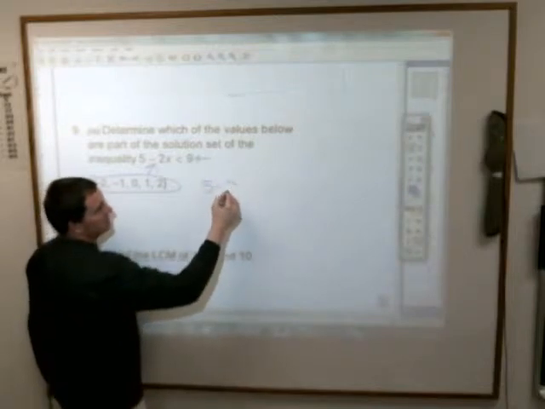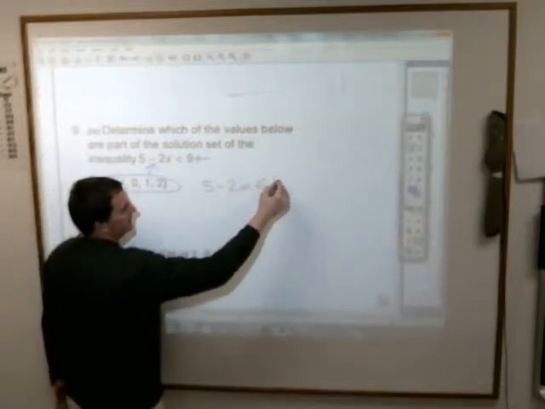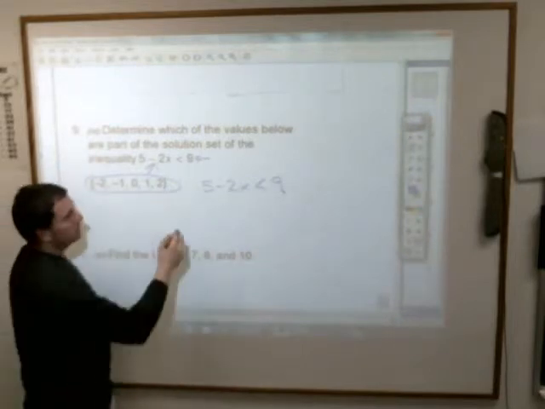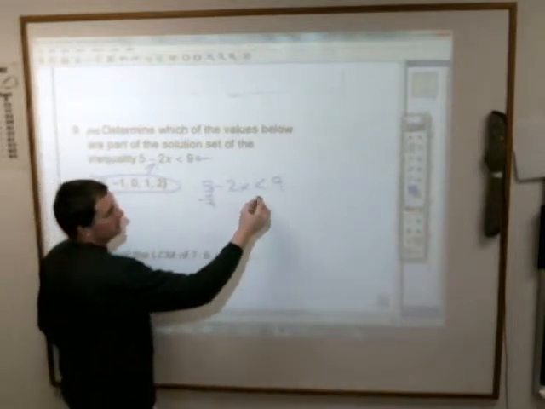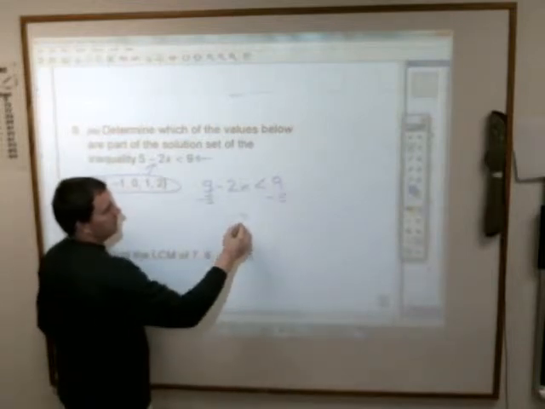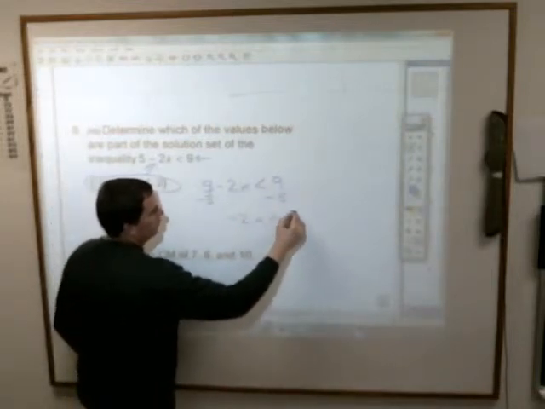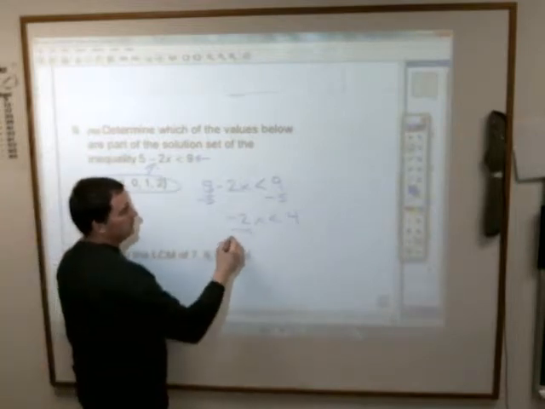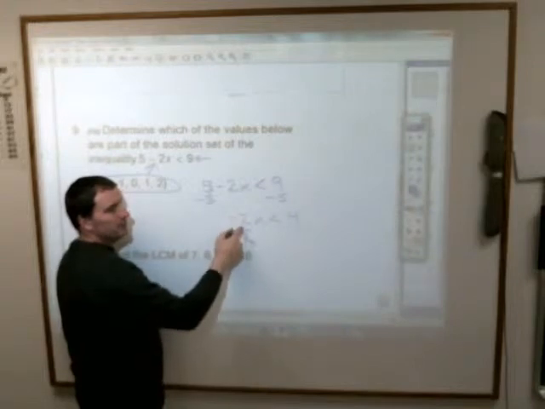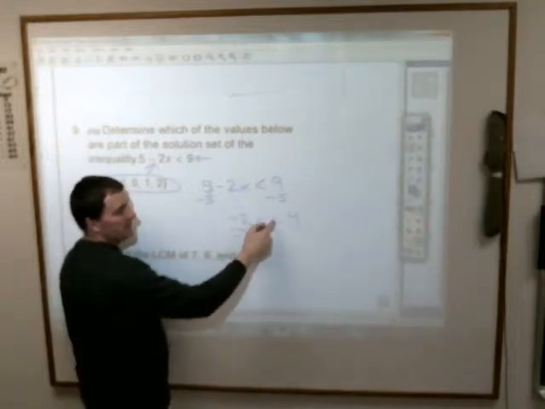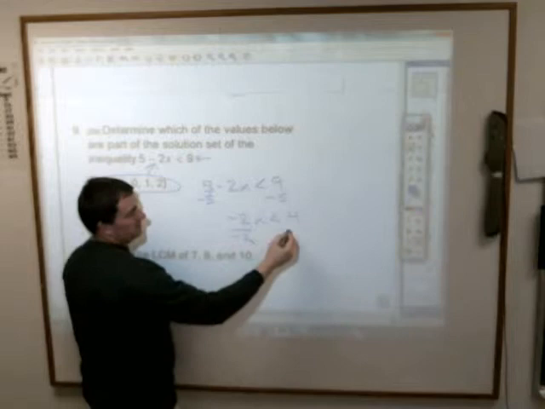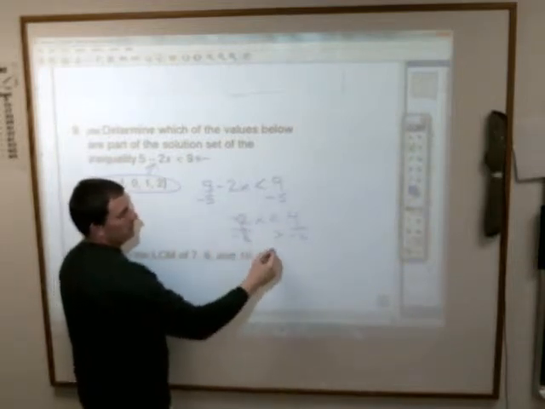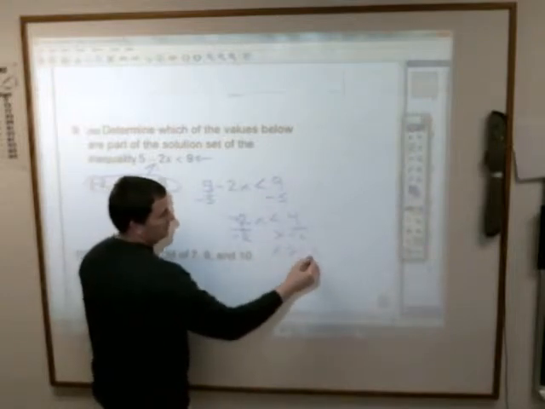5 minus 2x is less than 9. Solve just like an equation, where the first thing you want to do is subtract your 5 over. When you subtract your 5 over, you end up with negative 2x is less than 4. And then you're going to divide by a negative 2, in which you remember, anytime you multiply or divide by a negative, this sign has to change because you're changing things to their opposites. So this was going to end up being a greater than sign. You end up with x is greater than negative 2.